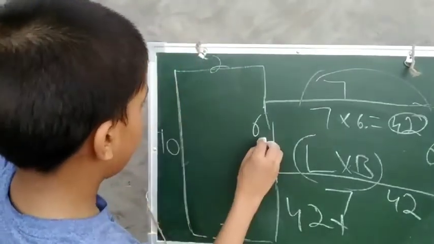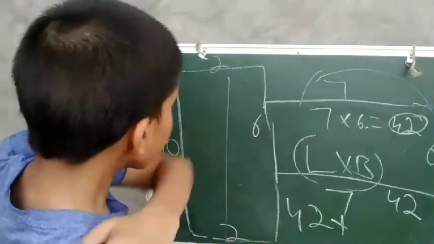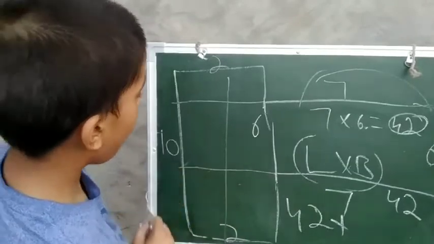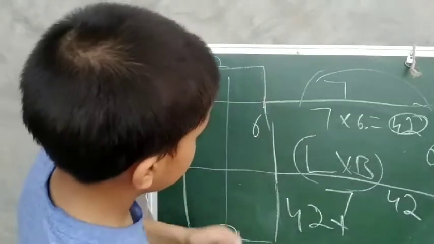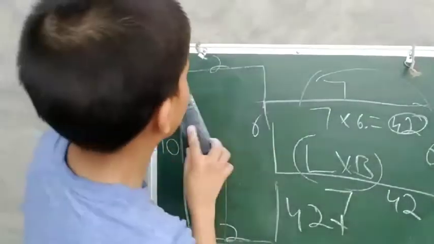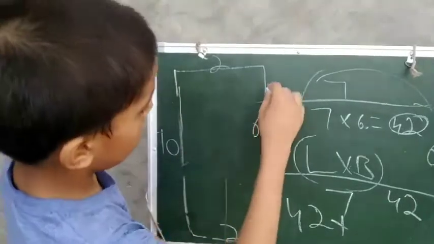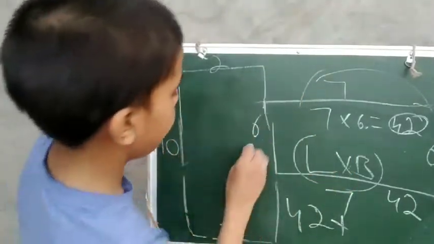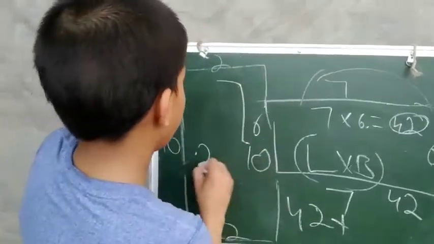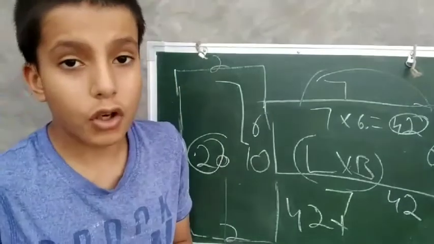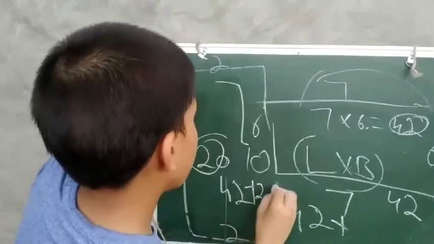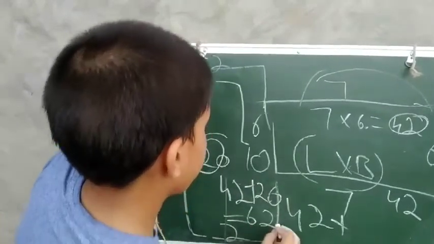It is 10, it is 6, it is 2, it is 2. As you can see, this is 6, so there's no problem. We will say this is 6, but this whole is 10. So when we multiply 2 with 10, we get 20. After that, 42 plus 20 gives us 62 square centimeters.